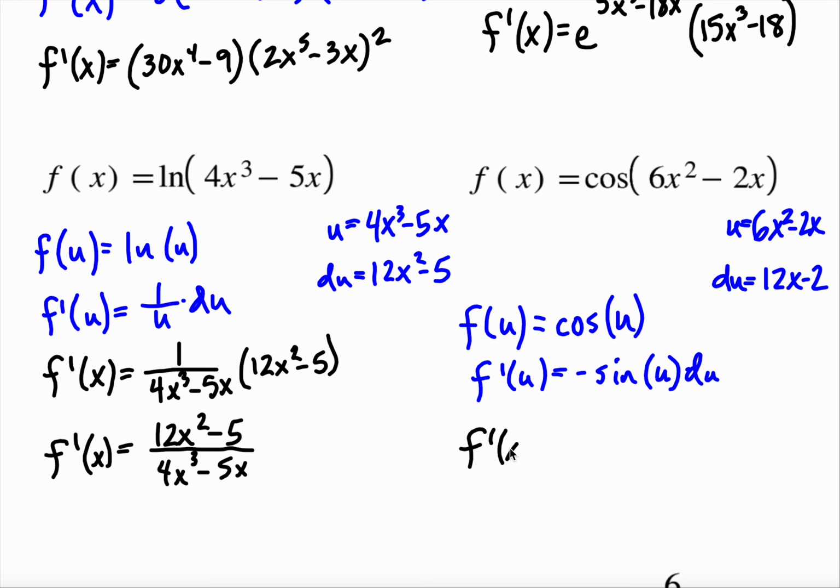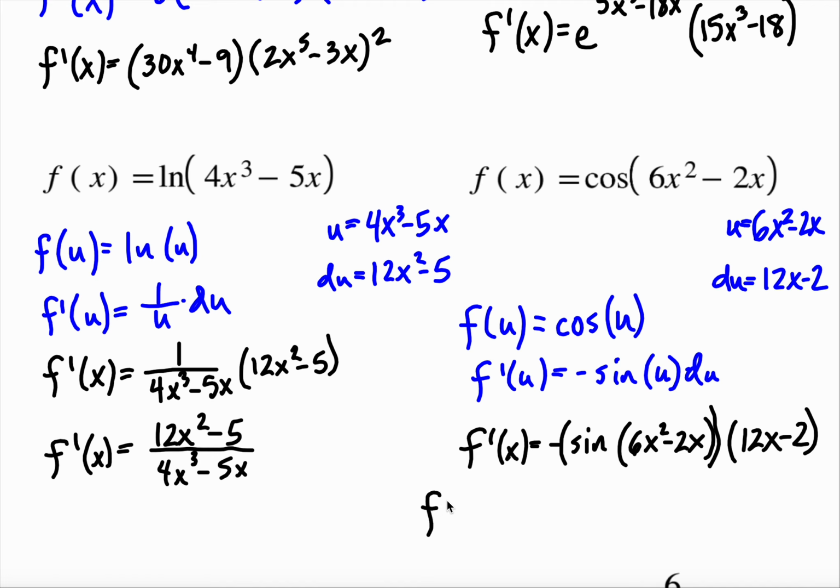So then we're going to rewrite this in terms of x. So we're going to get negative sine 6x squared minus 2x. And now the tempting part here is you're going to want to multiply these together, here's my du, but you can't do that because the sine is its own thing, its own part of the function. And because this is part of the sine function, you can't just multiply this.